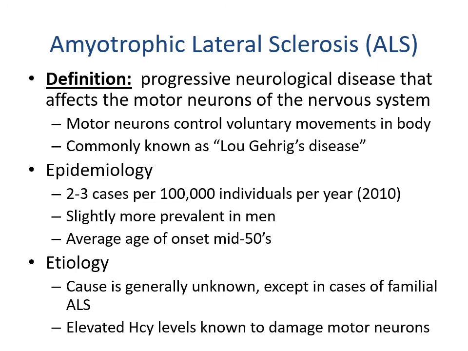Now the good news is that this disease is incredibly rare, as it's quite nasty, it's quite awful. It's 2 to 3 cases per 100,000 individuals. Slightly more prevalent in men, and average age of onset is the mid-50s. The cause is generally unknown except in the cases of familial ALS. And what we do see is that elevated homocysteine levels are known to damage motor neurons. Remember, that's also a risk factor with cardiovascular disease. And again, homocysteine, we know high levels have negative consequences in the body.